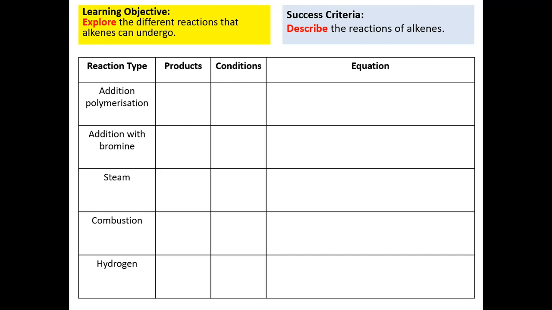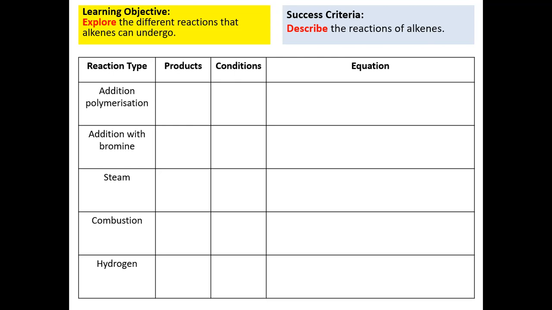It can be the word, the structural, the displayed, all of them if you wish, but keep it simple. So what are the products? What do you make when you do addition polymerization? What's the product called that you make? You don't need the example, you just need the general name. What conditions do you need? Do you need a certain pressure, temperature? Do you need a catalyst? Write that in there and then give an example of an equation.